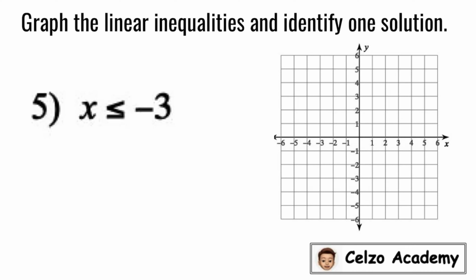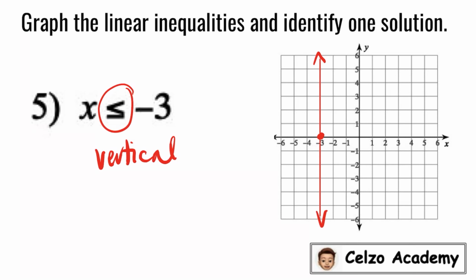Question number 5. x is less than or equal to -3. Since x is -3, this means that this line is a vertical line passing through x equals -3. So you will have an undefined slope. So the graph of this line is a vertical line passing through that -3. Since the inequality is less than or equal to, this means that the solution set are anything on the left side of -3, including the points on the line.